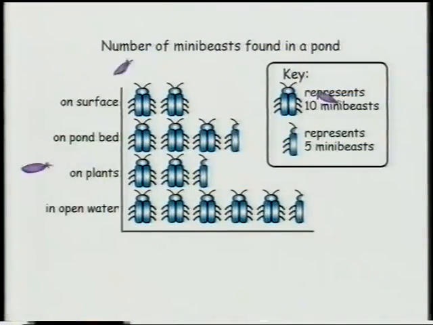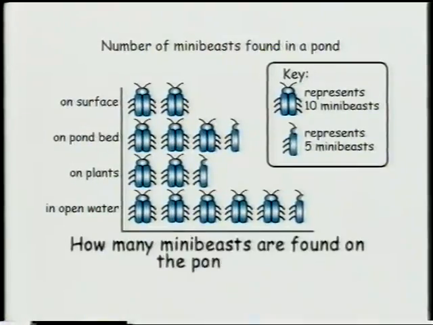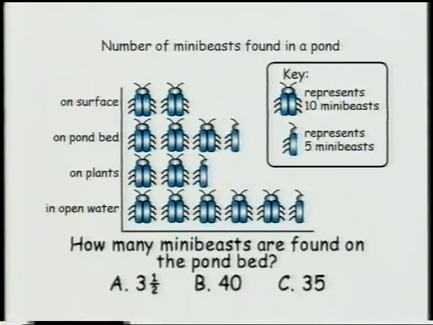Here's the first question. Look carefully at this pictogram. It shows the number of mini-beasts found in different habitats in a pond. The question is, how many mini-beasts are found on the pond bed? Is it A, 3.5, B, 40, or C, 35? Stop and think.